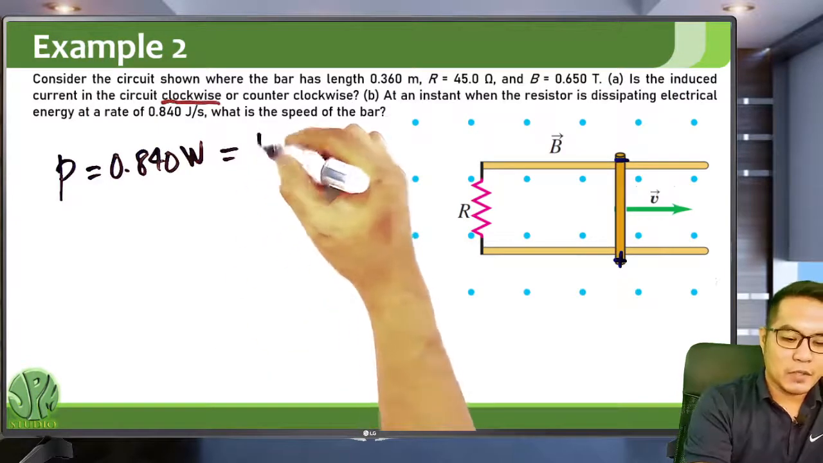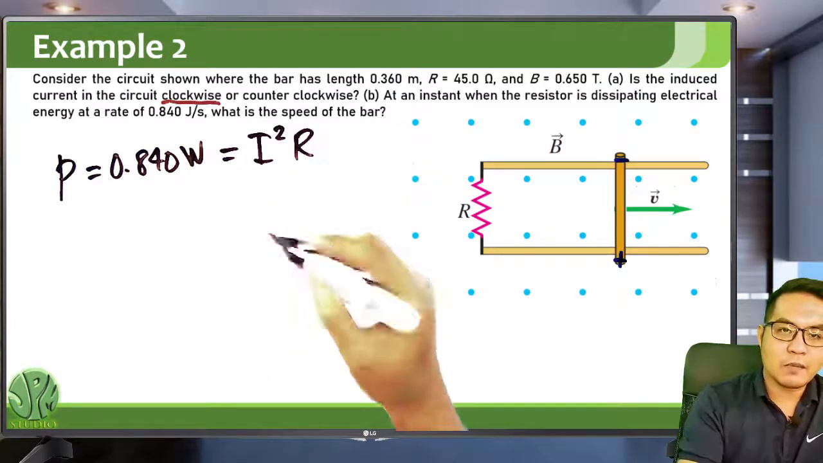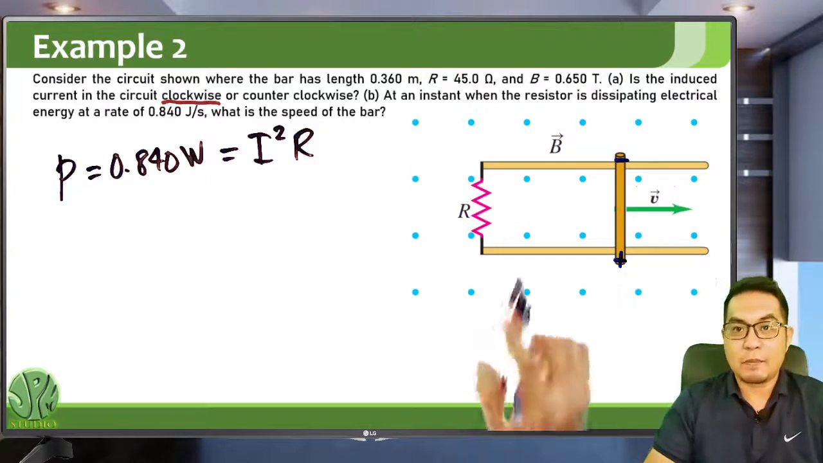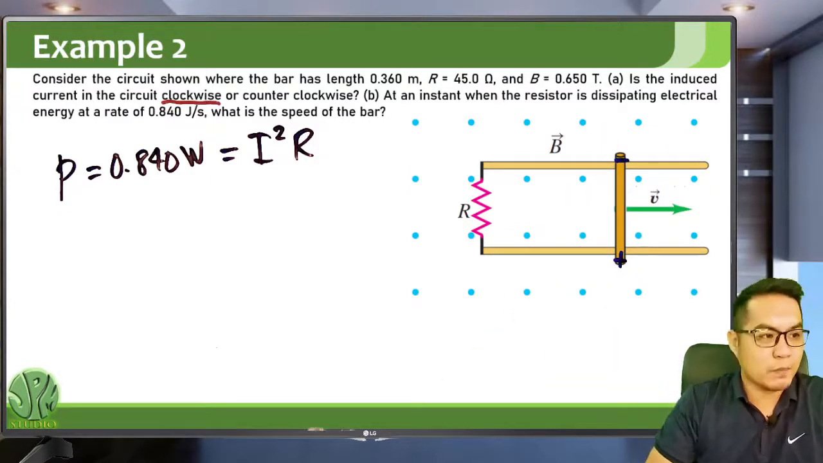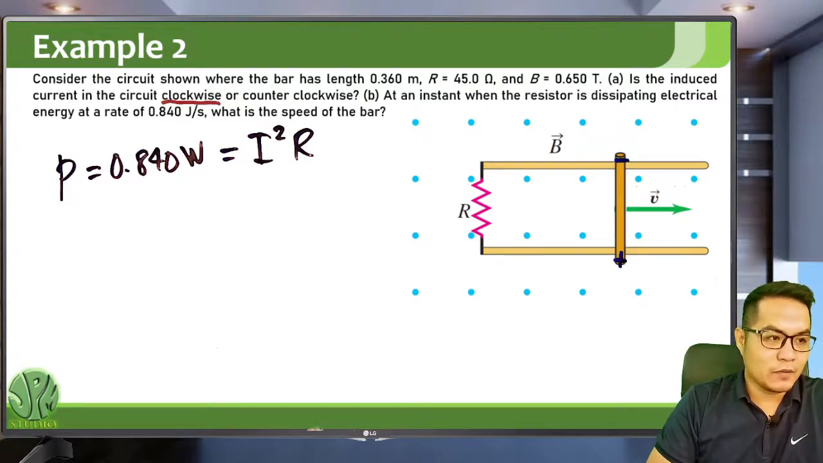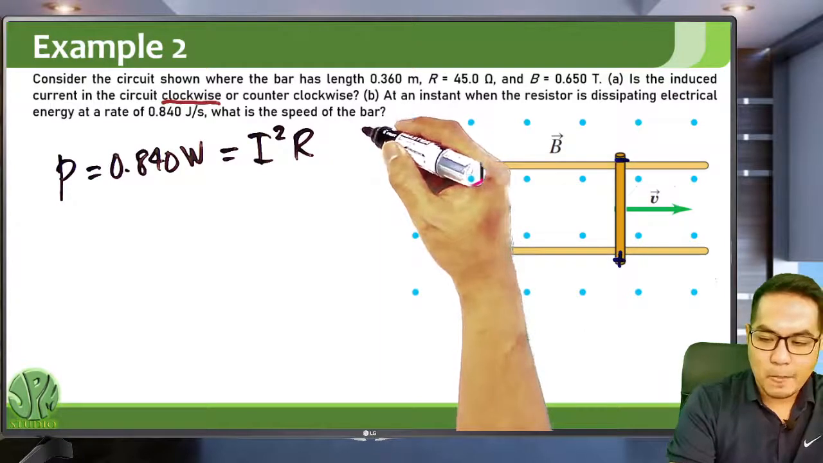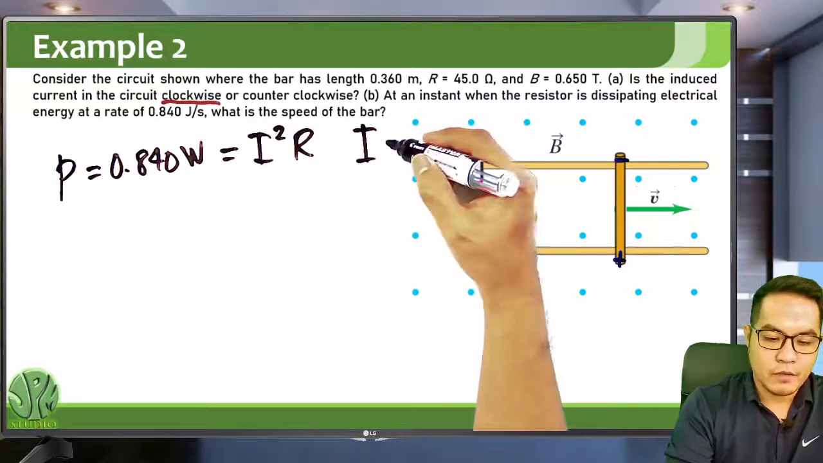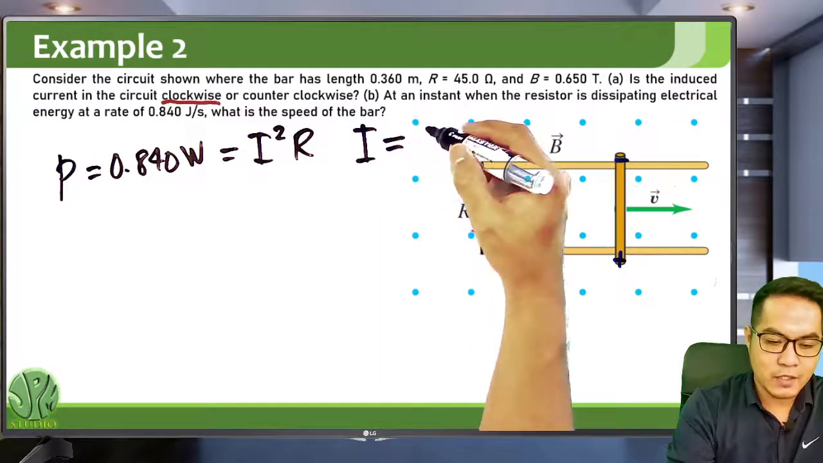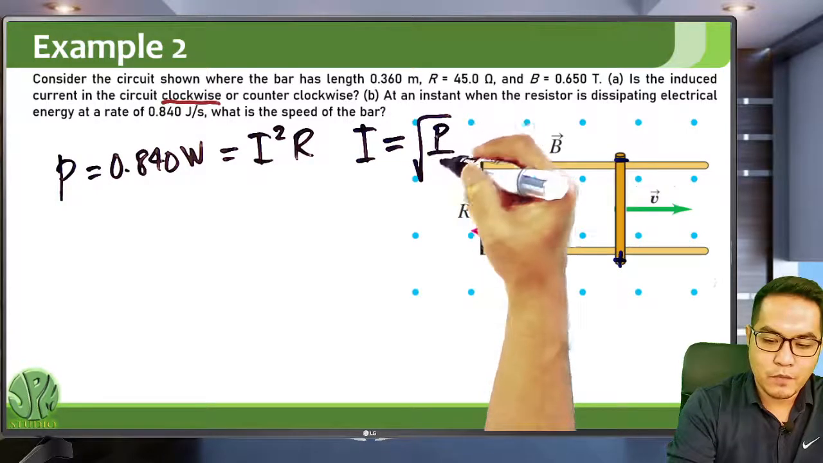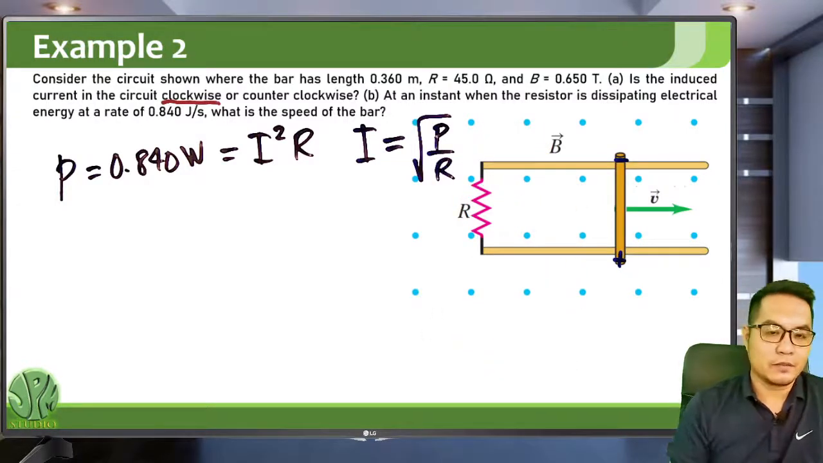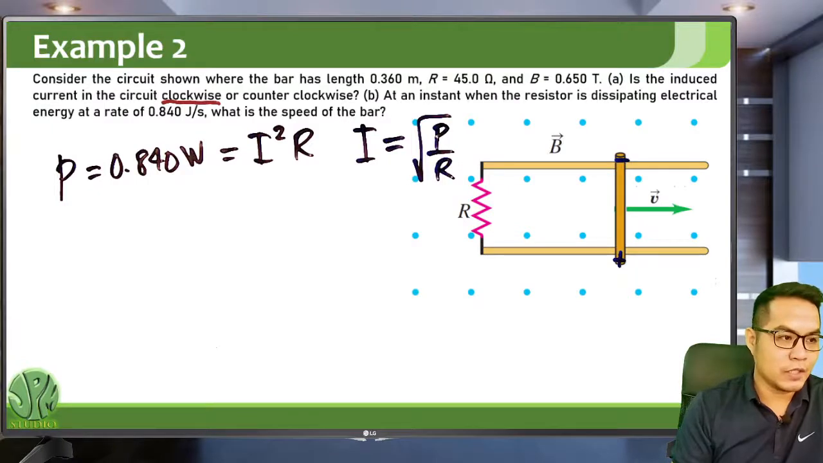And this is equal to I squared R. This is the power loss in the resistor. Power dissipating means lost. So we can solve for the current, and from the current, we can solve for the EMF, and from the EMF, we can solve for v. So the current from this equation is just the square root of P over R.